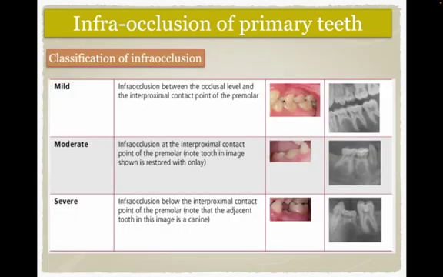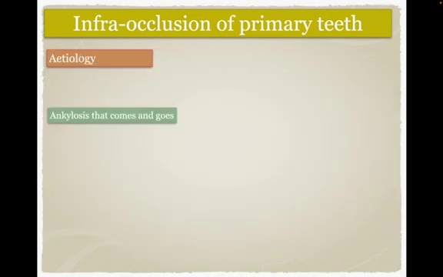Now there's a classification for that. It's mild, moderate, and severe, and this classification depends on the relationship of the primary tooth to the contact point. If the primary tooth is above the contact point of the neighboring teeth, whether it's the E and D, or the E and the canine, or the 6 and D, that means it's a mild infra-occlusal. However, if it's at the same level as the contact point, then we call it moderate. If it's below the contact point, we call this severe infra-occlusal.